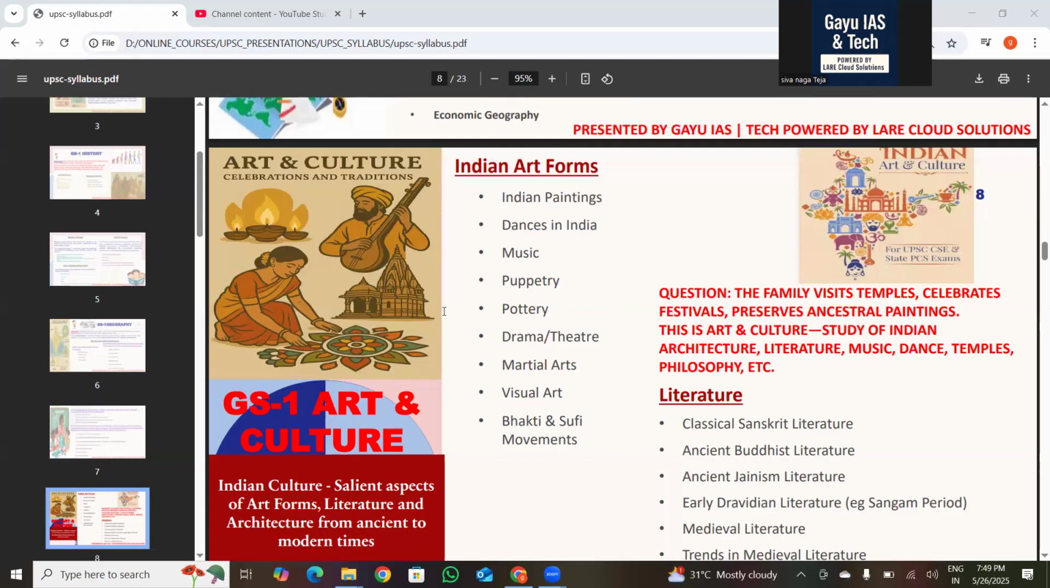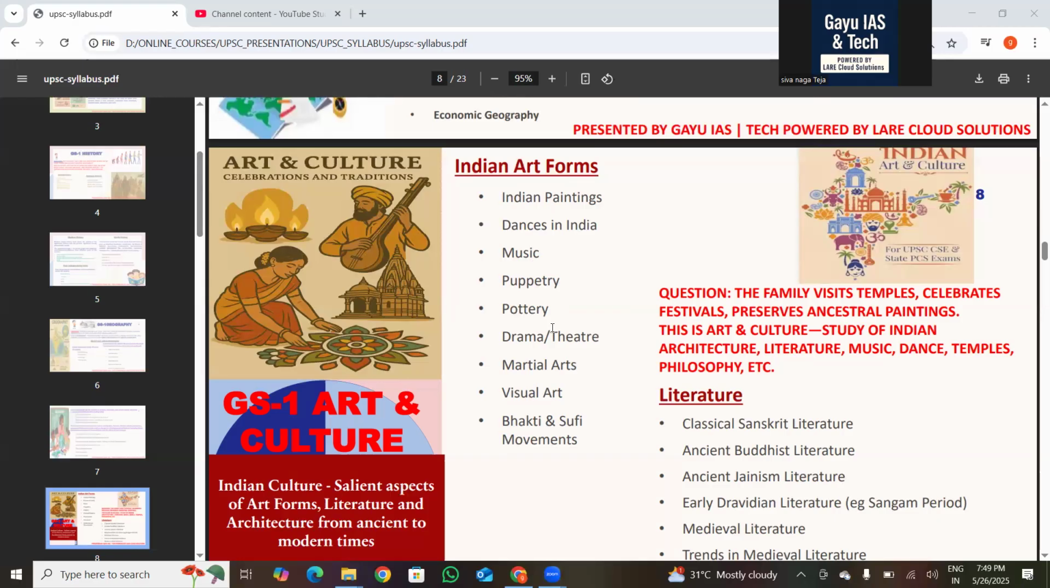Artistic dancers paint melodies. Here, performing arts: dance, music, theater. See here, Indian art forms, Indian paintings, dances in India, music, puppetry, pottery, everything. Our stories began not with books, but with movement and sound. The classical dancers, the folk singers, and the temple musicians kept our soul alive.